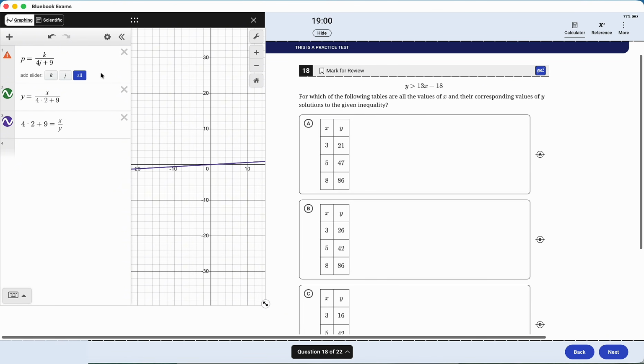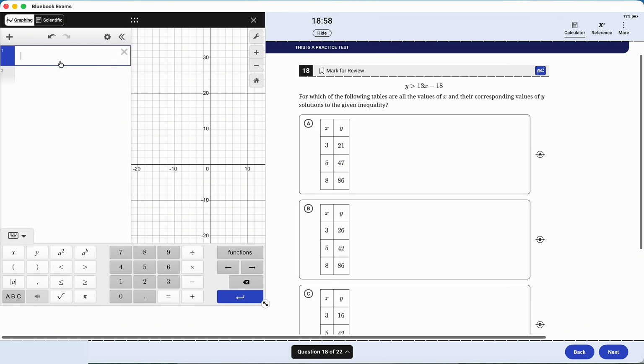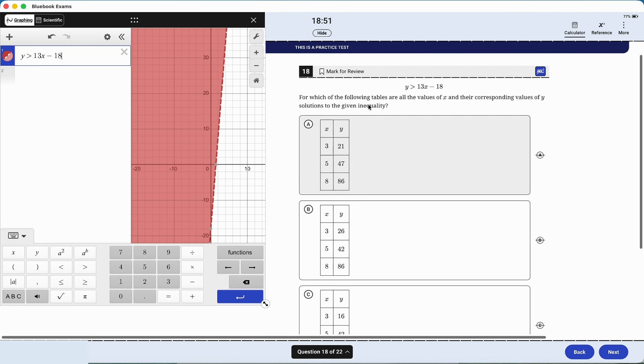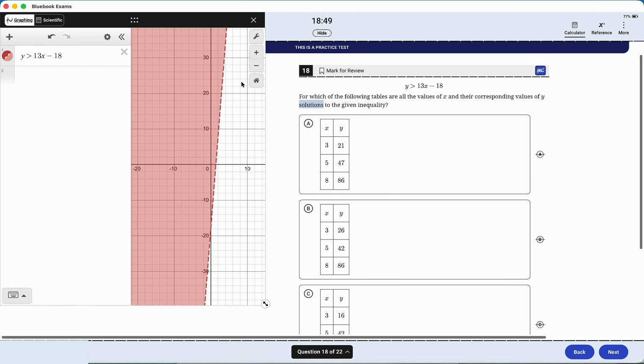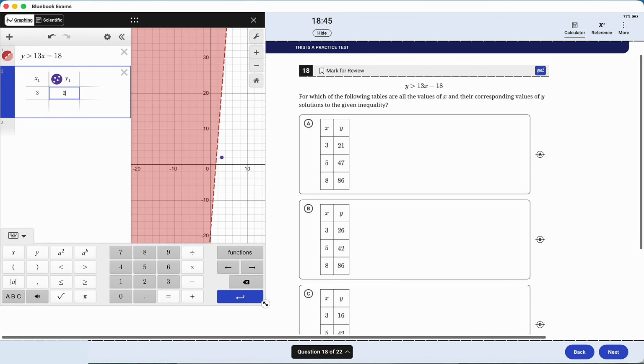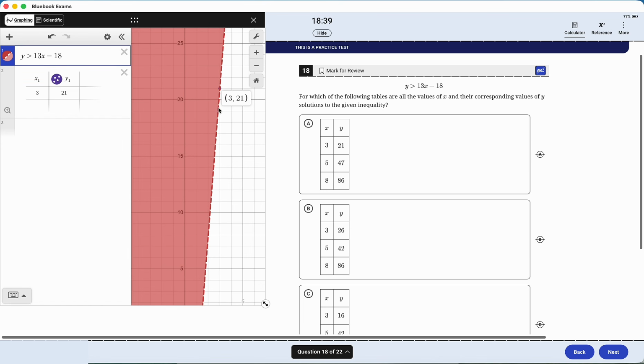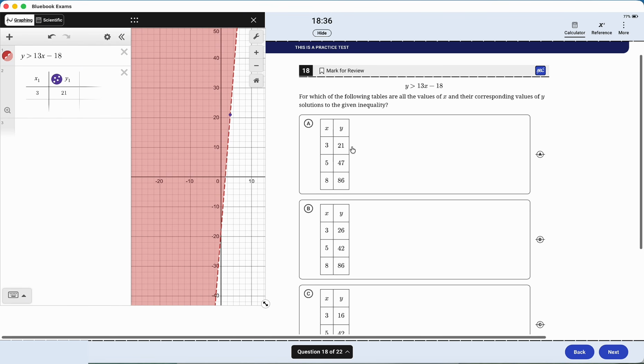Next one here, inequalities. This is something simple, something you see on pretty much every test. You can type in the inequality, and it'll draw the shaded part for you. Basically the solutions have to be in the shaded region. So the easiest way to do this is add a table and plug in one at a time. So you see the first, if I try A, 3, 21, it cannot be on the line when it's a broken line. So right away, A is wrong.